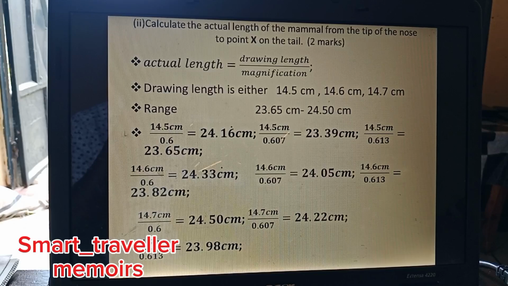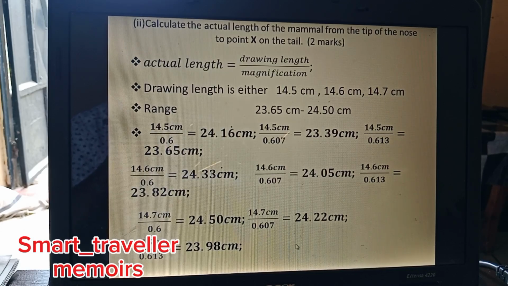So the range will arrive between 23.65 to 24.50 after you do all the calculations. And you can see here I have started with 14.5 and I've done the calculations for each of the values which were given there, 14.5, 14.6, 14.7. And then they are giving you various answers. So any of these answers is taken as correct.